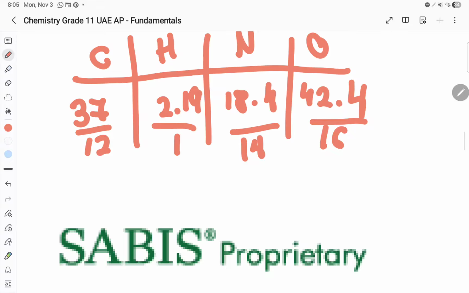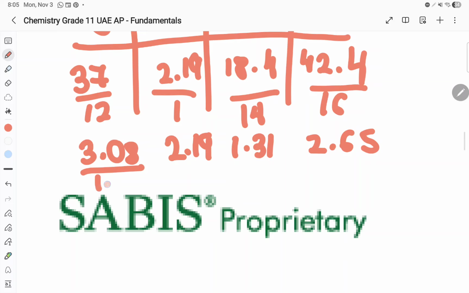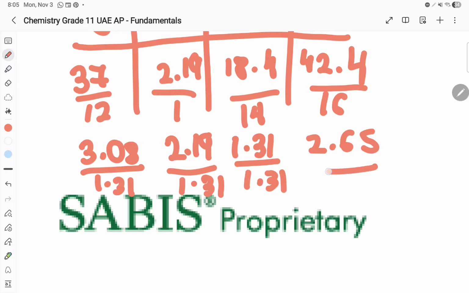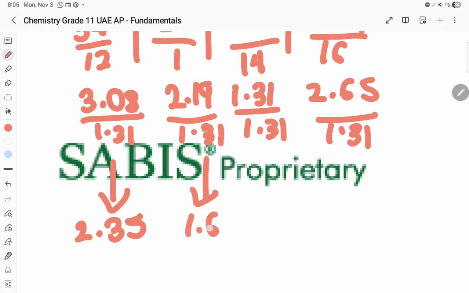And then you're going to find the mole ratio, which is 3.08. Here it's 2.19. Here it's 1.31. Here it's 2.65. You're going to find which one of these numbers is the smallest. We know that it is 1.31. So we're going to divide all of them by 1.31. Here you're going to get 2.35. Here you get 1.67. Here you get 1. Here you get 2.